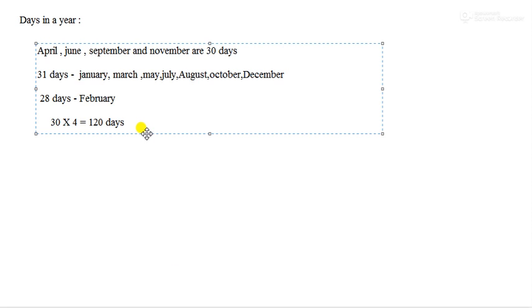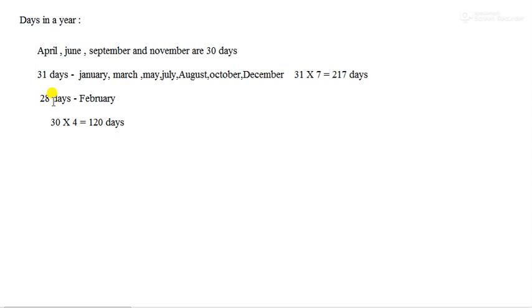Now the number of days in each of January, March, May, July, August, October and December is 31 days. Here 31 into how many months? 1, 2, 3, 4, 5, 6, 7. 31 into 7 is how much? 217 days. Now February has 28 days. Here the number of days in February is 28.